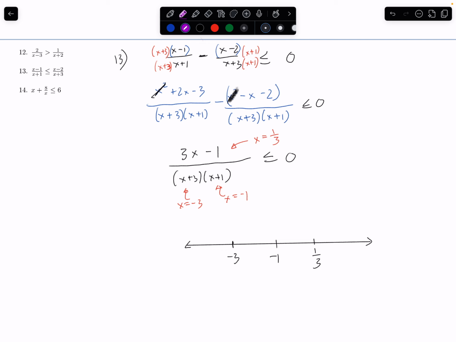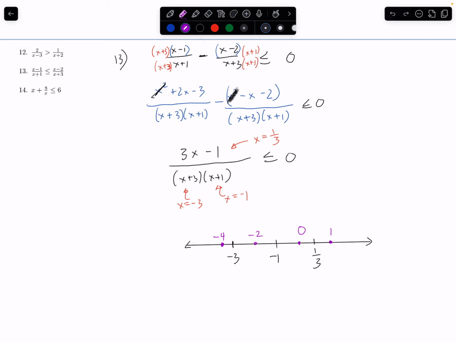Okay, so I should pick something to the left of -3. -4 is an obvious choice. Between -3 and -1, -2 is an obvious choice. Between -1 and 1/3, 0 is an obvious choice. And then after that, 1 would be the obvious choice. You don't have to use those numbers, but something that's between these values, and to the right of 1/3, to the left of -3. Okay, so those are my test points.